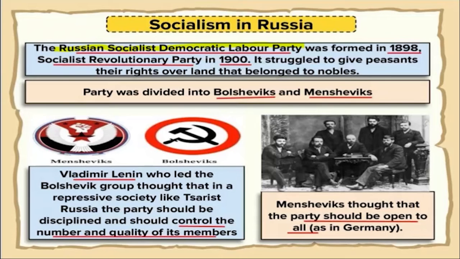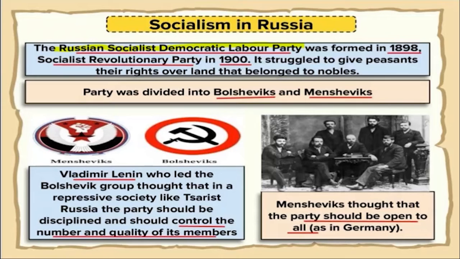Nobles were the ones at the top, and they were the landowners. So these parties, the Socialist Revolutionary and the Russian Social Democratic Party, all fought for one mutual aim: that we have to give the proper rights which belong to the peasants. But unfortunately, this party was divided into two groups, the Bolsheviks and the Mensheviks.